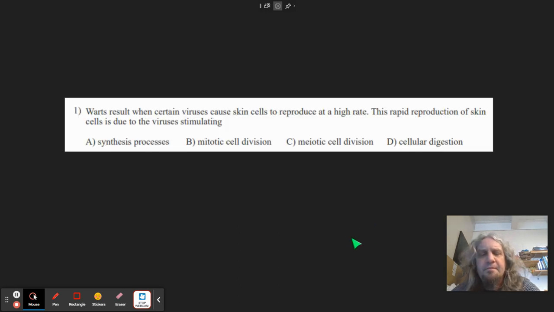Question one. Warts result when certain viruses cause skin cells to reproduce at a high rate. This rapid reproduction of skin cells is due to the virus stimulating A, synthesis processes, B, mitotic cell division, C, meiotic cell division, or D, cellular digestion.